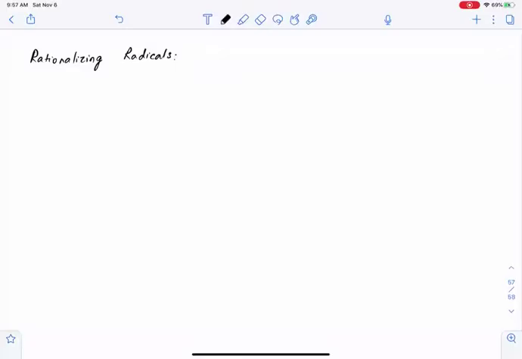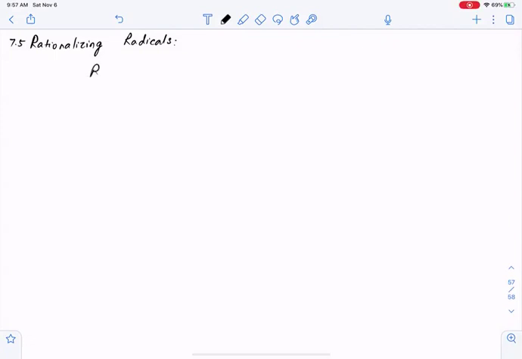So we are going to learn about rationalizing radicals. What does it mean to rationalize a radical? Rationalize, in this case, means getting rid of a radical.